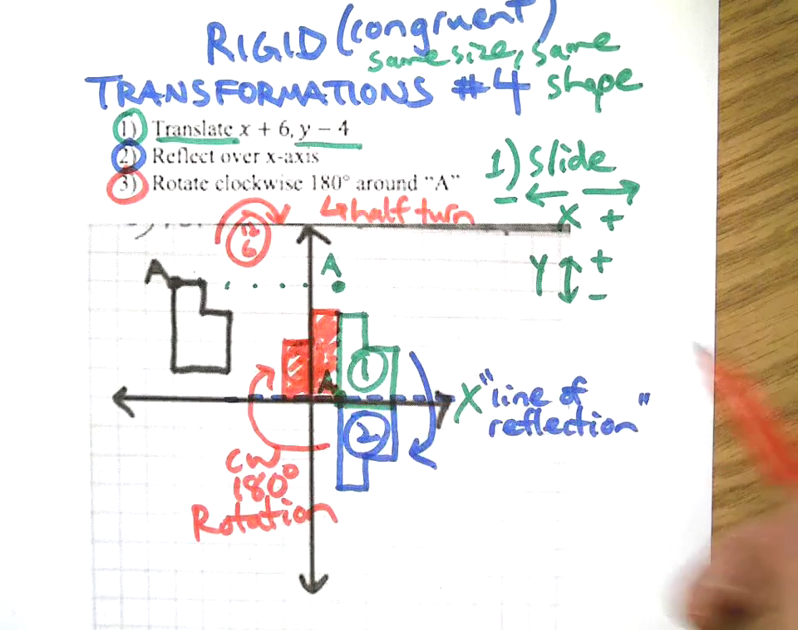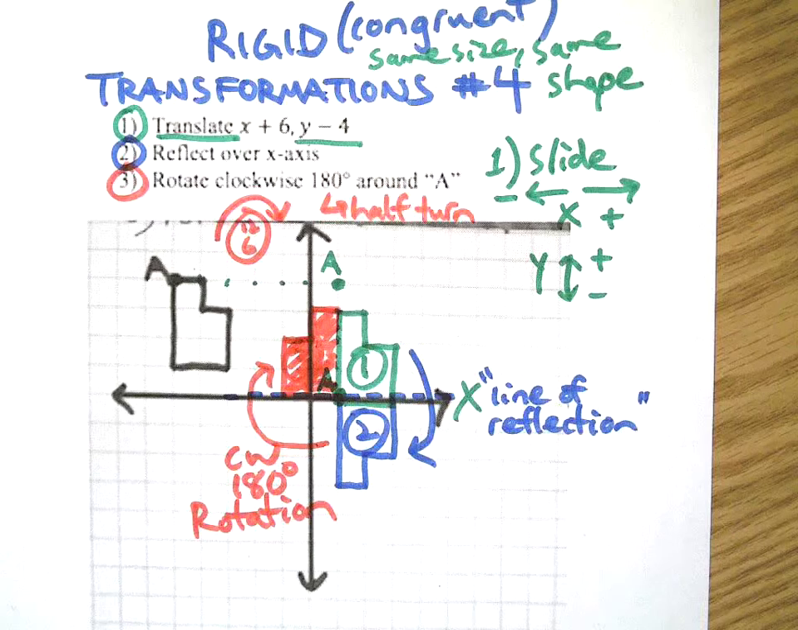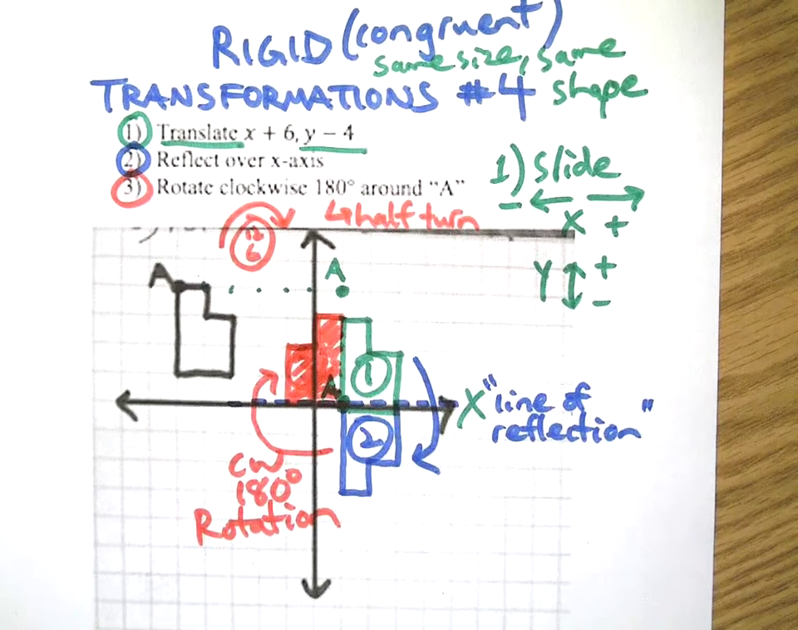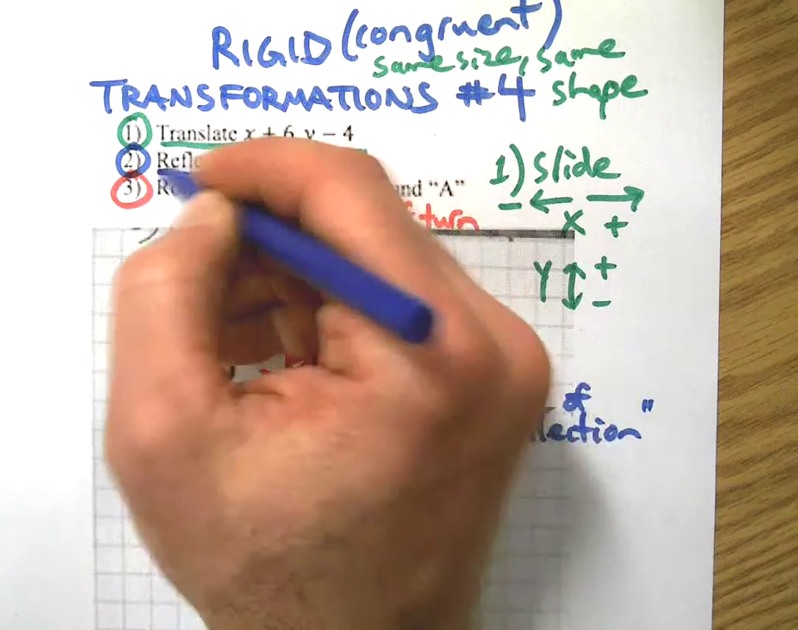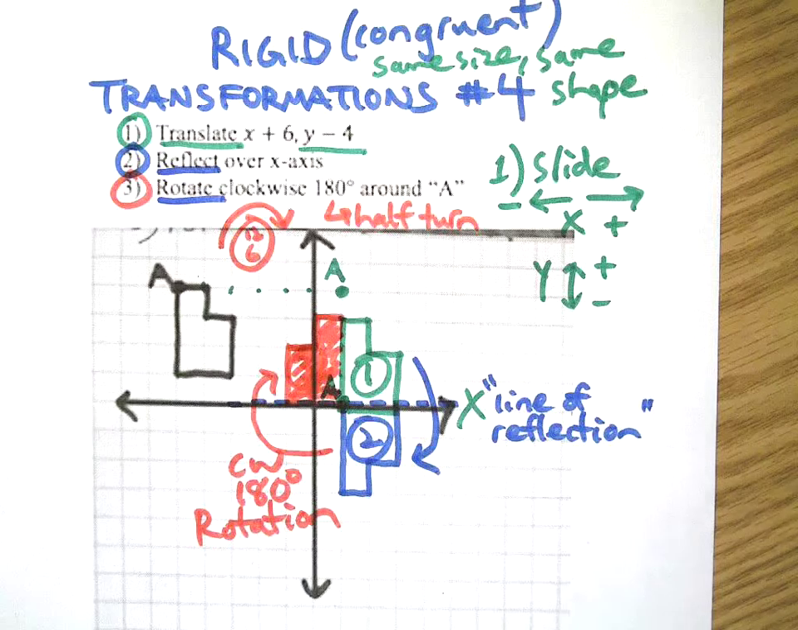So there's the answer right there. Done. Okay, we did 3 transformations, 3 steps. We did a translation, a reflection, and a rotation. And look where it got us. We're still stuck on this graph.